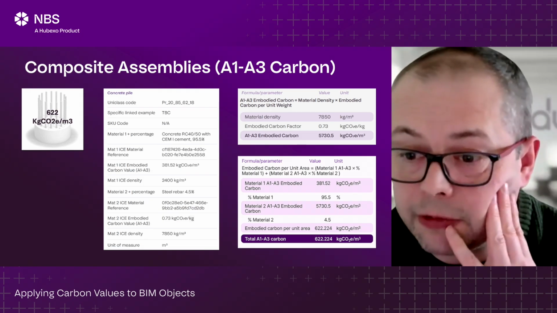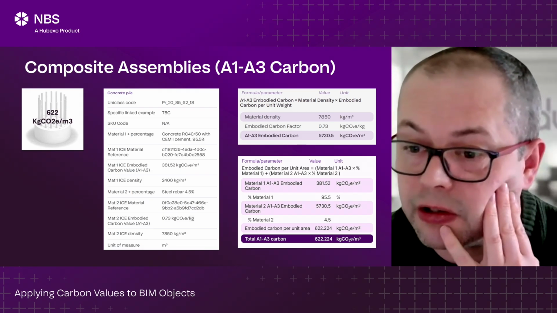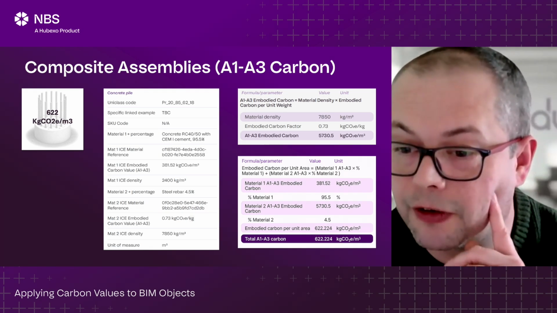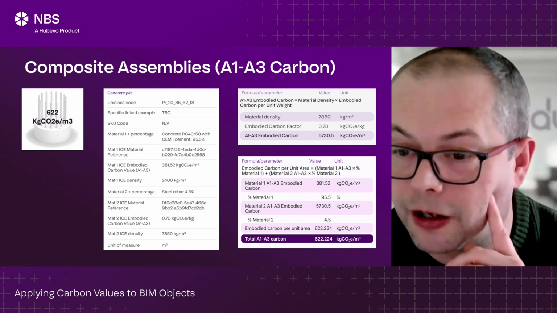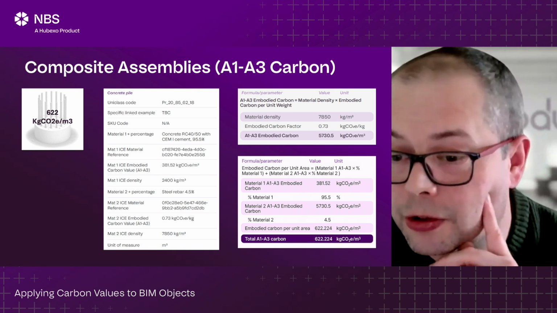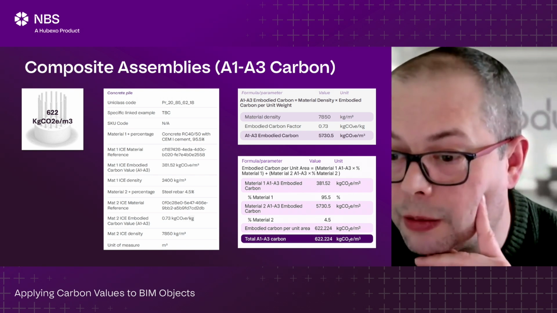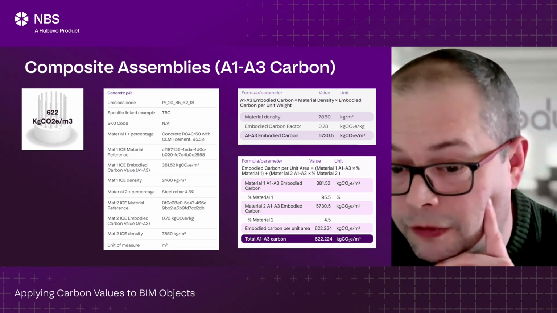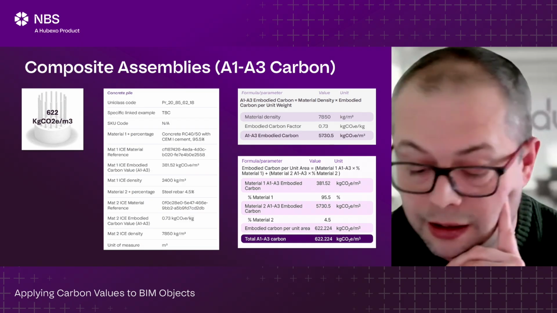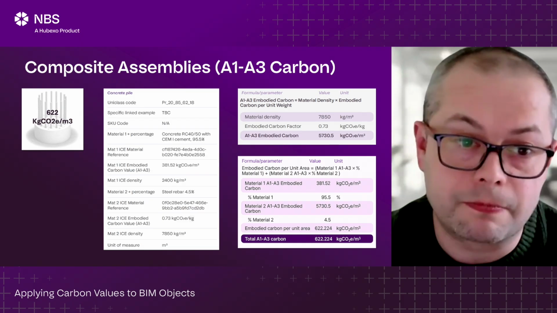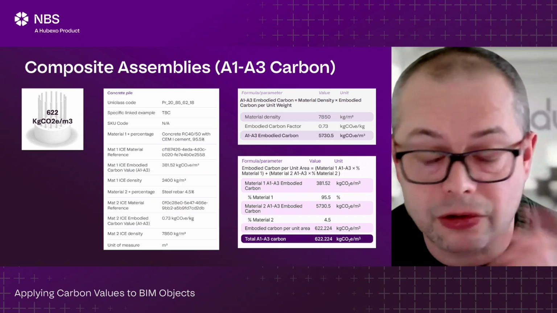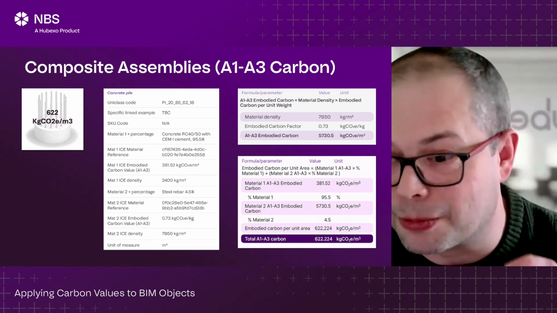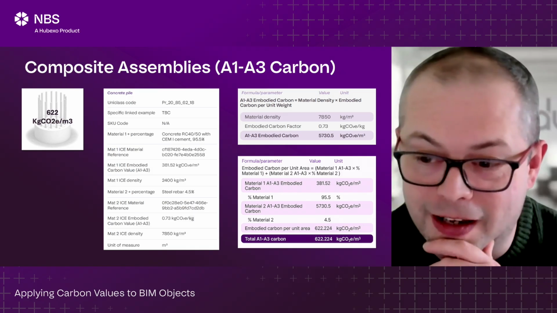So for material 1, which is the concrete, we know that it's 381.52 kilograms per meter cubed and the percentage is 95.5%, so it's 95.5% of that. Material 2, the steel rebar, we know the carbon value now per meter cube because we just did that calculation, and it's that times 4.5%. We add those two together and it gives us that total. So for this specific concrete pile, it's 622 kilograms per meter squared. Actually, sorry, per meter cubed for the concrete.